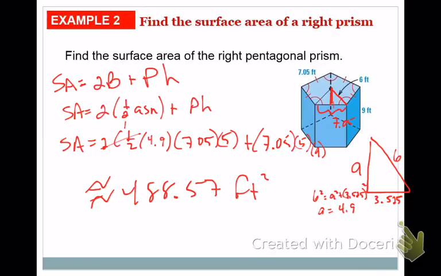Okay? So hopefully that makes enough sense. The bottom line is, yes, we can find the area of each face and add them all up. Or we can go quicker with this formula. Find the area of a base, multiply it by 2, and then take the perimeter of the base and multiply it by the height of the prism, which will give us our lateral area, and then add those 2 together. Okay?